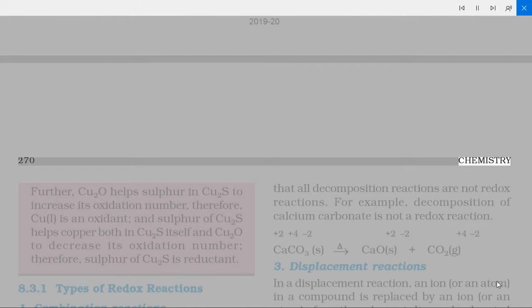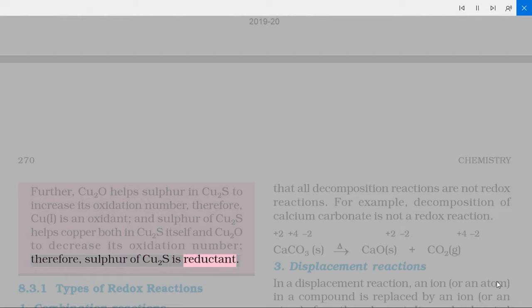Further, Cu2O helps sulfur in Cu2S to increase its oxidation number. Therefore, Cu(I) is an oxidant, and sulfur of Cu2S helps copper both in Cu2S itself and Cu2O to decrease its oxidation number. Therefore, sulfur of Cu2S is reductant. Types of redox reactions.